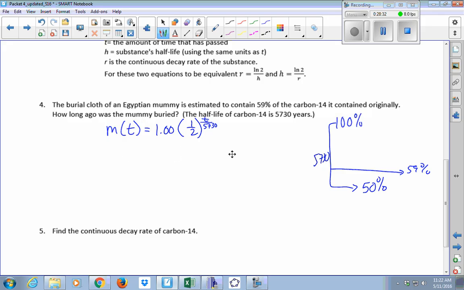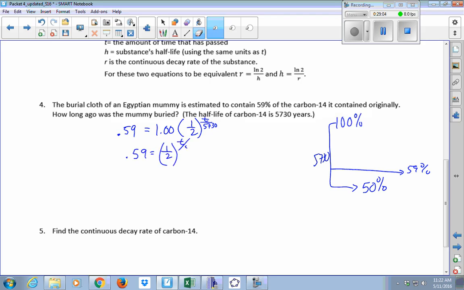Now, in order to solve this equation, we need to have a value for the mass after a certain number of years. Well, the mass we're interested in after some amount of time is 59% of the original carbon-14. So I'm going to put in over here 0.59. So that's how much carbon-14 is left. And now I'm going to solve that equation for t. So it's just 0.59, I don't have to bother putting in the 1, equals 1/2 to the t over 5730. So we want to solve for t.